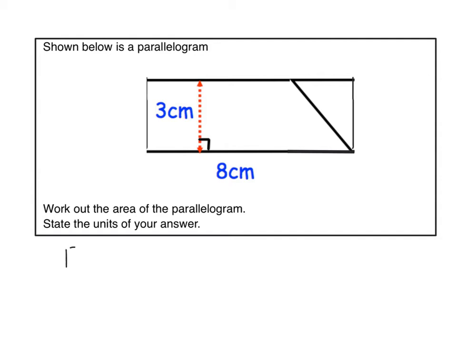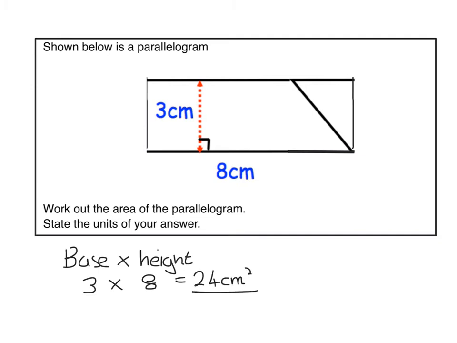It's base times the height. So that's 3 times 8, which is 24, and it's centimetres times centimetres, so centimetres squared, which is the units for area. So let's just go back to our parallelogram and see what we did.